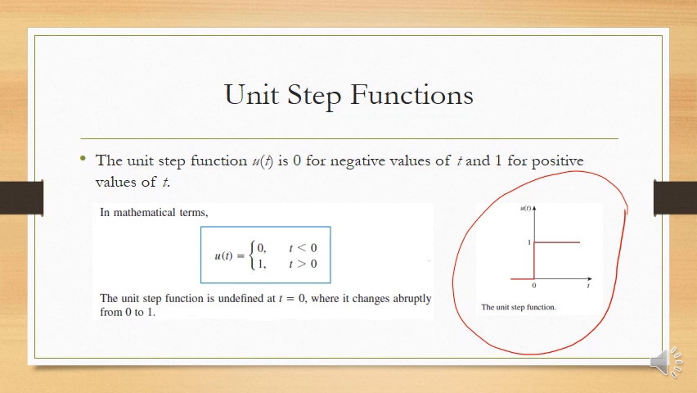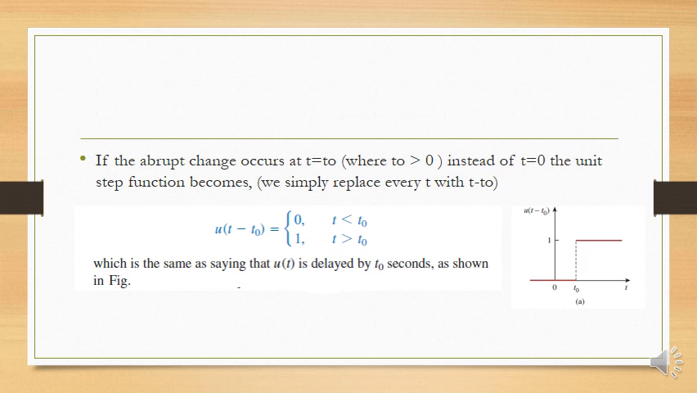The unit step function is undefined at t is equal to 0. Why? Because it would change abruptly at 0. At this point, this is the 0 point, it would change abruptly to 1 or any value multiplied by any kind of amplitude. Mostly we say that its amplitude is 1. If the abrupt change occurs at t is equal to t naught instead of 0, we may say that the abrupt change will occur at t naught.